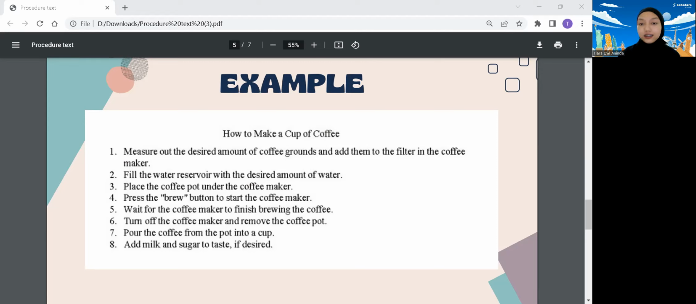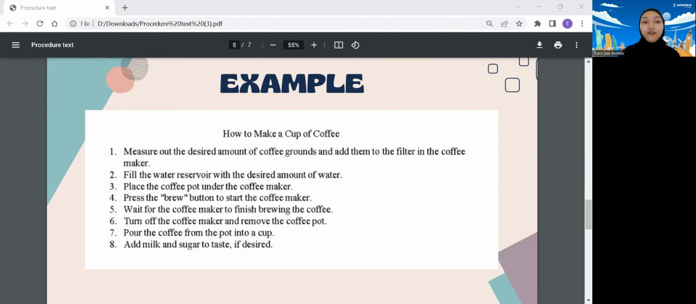And this is the third step and tells the reader where to place the pot in relation to the coffee maker before. And after that, we have to press the brew button to start the coffee maker. And this is the fourth step. It also tells the reader what button to press to start brewing the coffee.